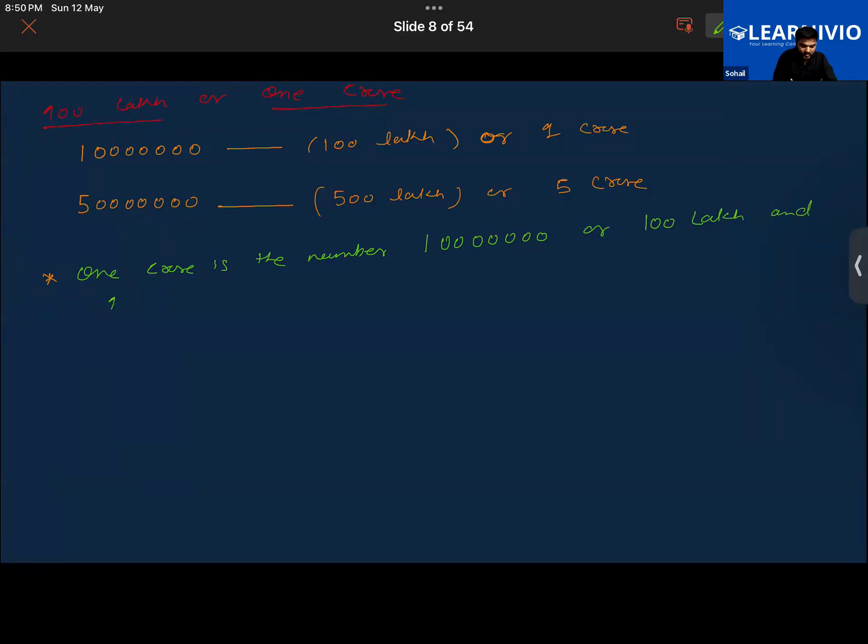And we say that 1 lakh is the number 1 with how many zeros? That is 5 now. Okay. Or we read this number as 100,000. These are basic things. I hope you guys are getting it. So basically 100 lakh will be equal to 1 crore.